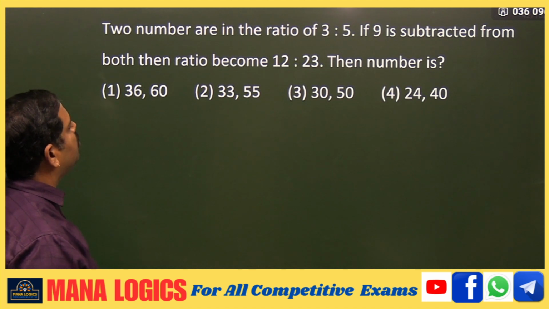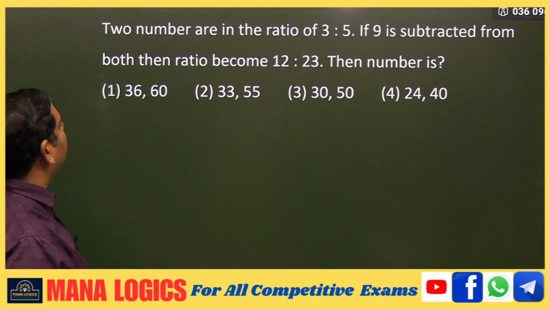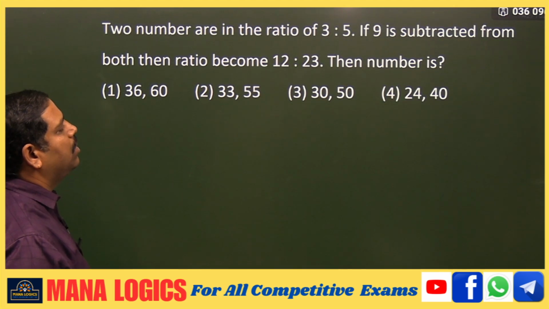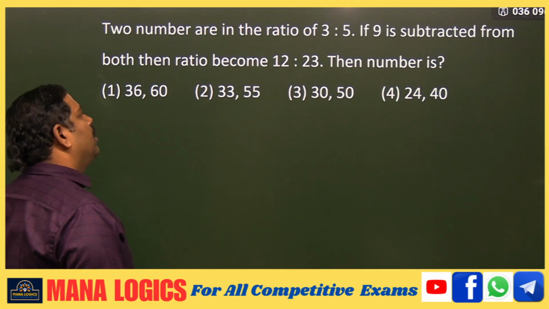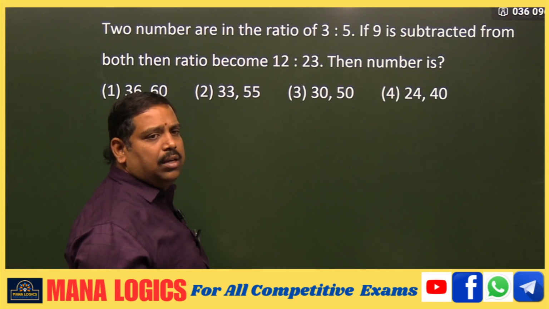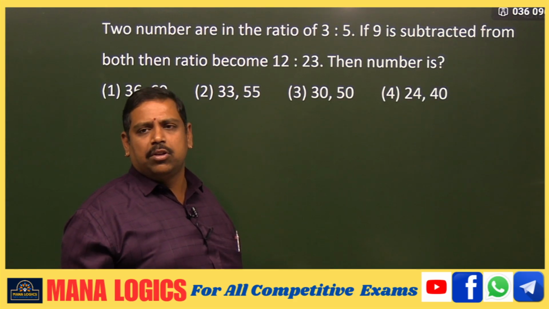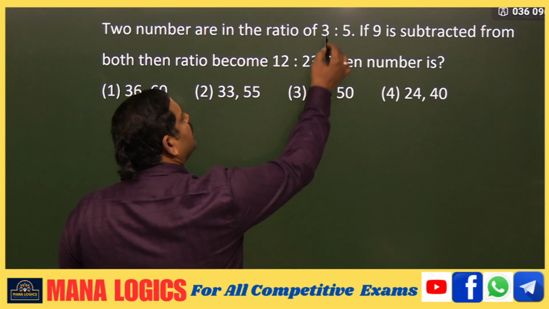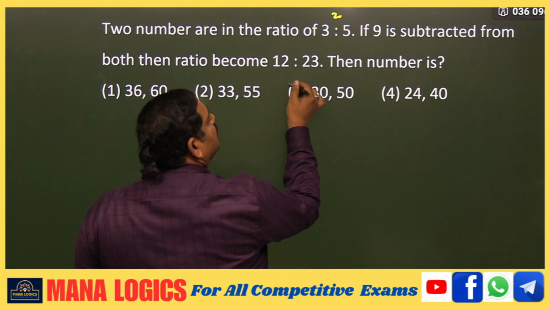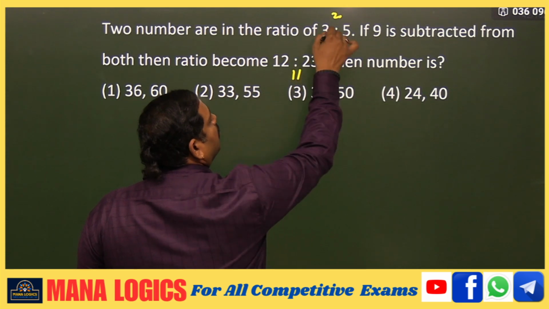Two numbers are in the ratio 3 is to 5. If 9 is subtracted from both, the ratio becomes 12 is to 23. The numbers are? Sir, 9 is subtracted from both, sir. Happily I can use the line procedure. Difference is 2 here. Difference is 11 here. So cross multiply.